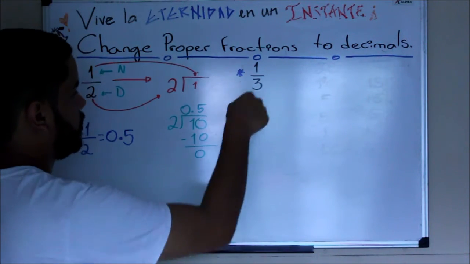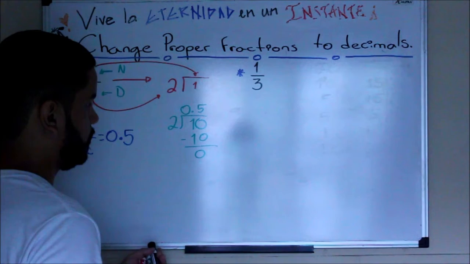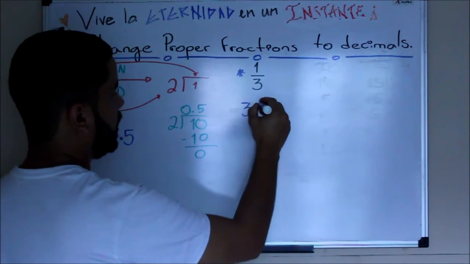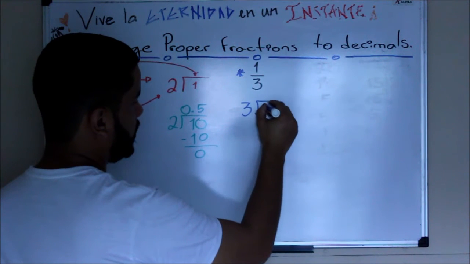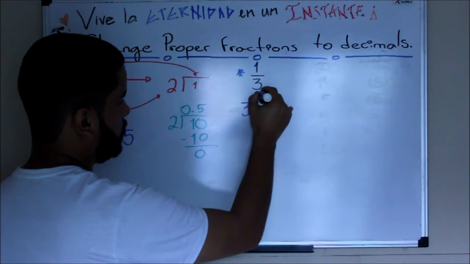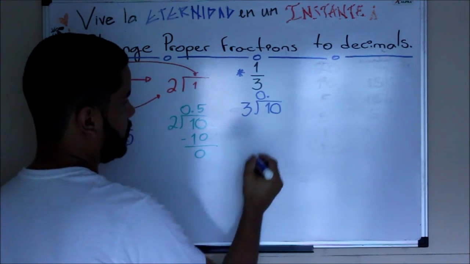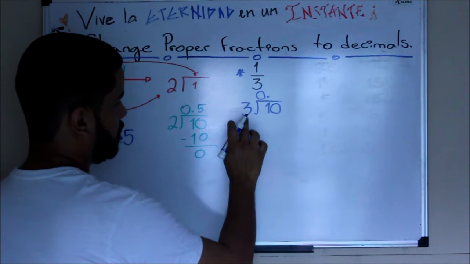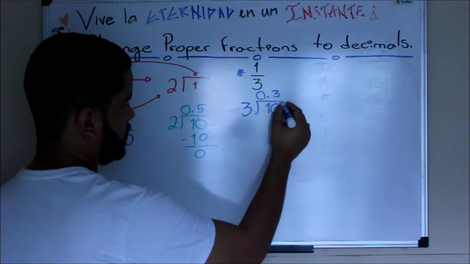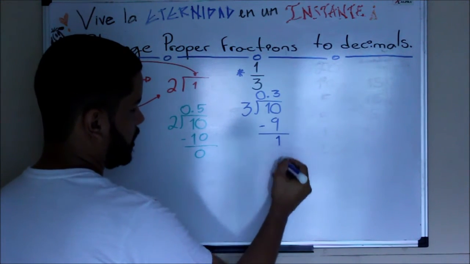Let's see 1 over 3. We're going to change 1 over 3 into a decimal, so we're going to make the division. The 3 will be outside and our 1 will be inside. So 3 does not fit on 1. That means that we need to place here 0 point, and we get here a 0. How many times does 3 fit on 10? Fit 3 times. So it will be 3 times 3, 9. We make the subtraction, and then we get another 1.